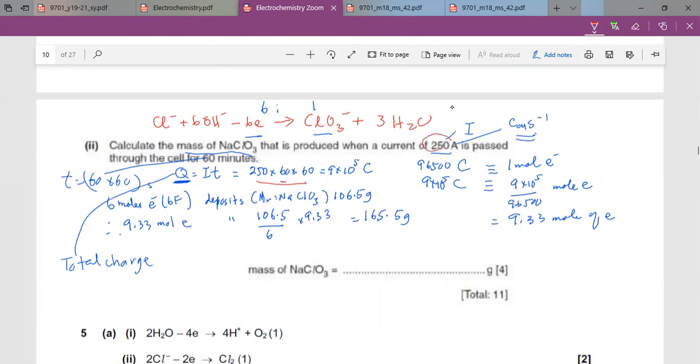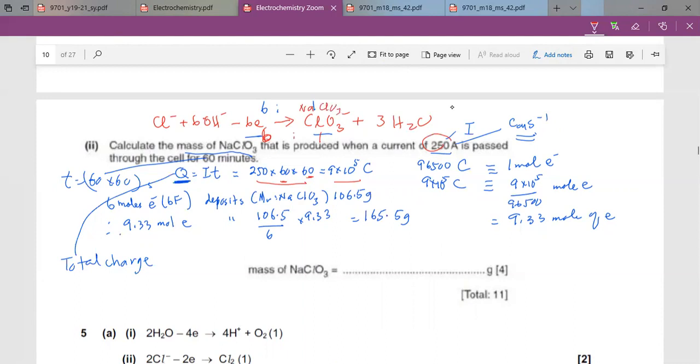60 minutes times 60 seconds. Okay, so this is 9 times 10 to the power of 5 coulombs. Now from the equation here, you can see 6 moles give you 1 mole. Of course, this can be sodium chlorate, NaClO3. Same, isn't it? So 6 moles give you 1 mole.